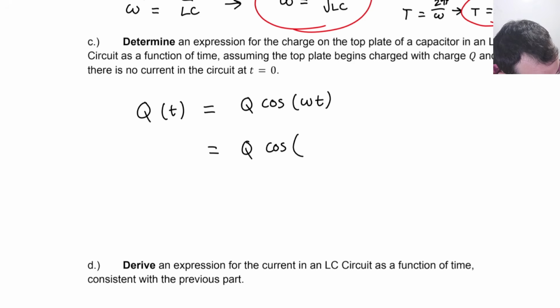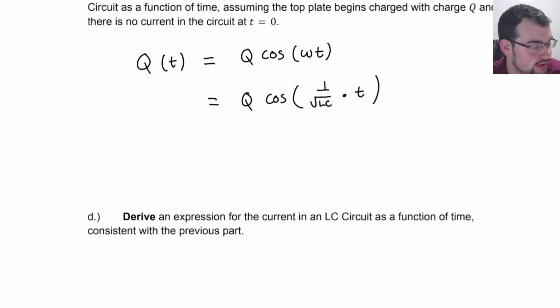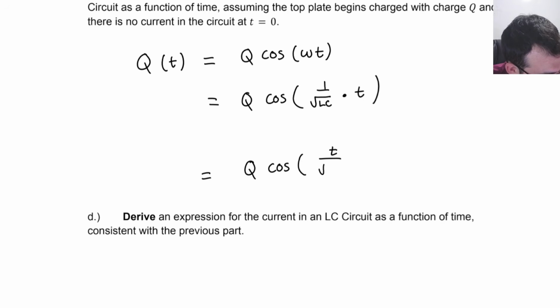omega for an LC oscillator is 1 over the square root of LC. It's not square root LC or LC. You get that denominator in the square root. So our charge on the top plate of the capacitor as a function of time is modeled by this function.